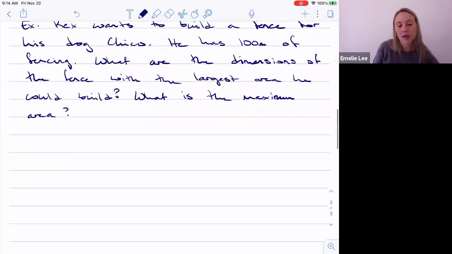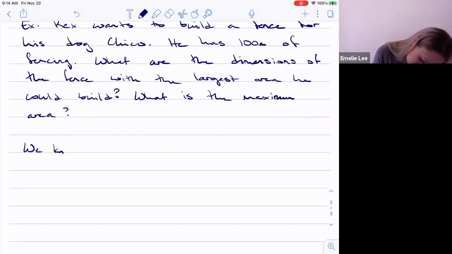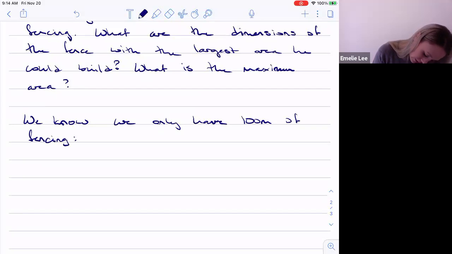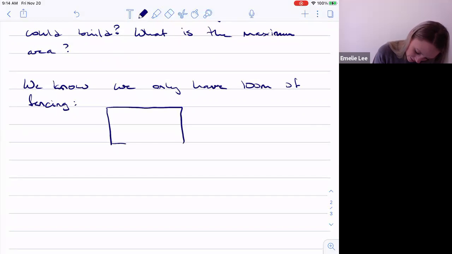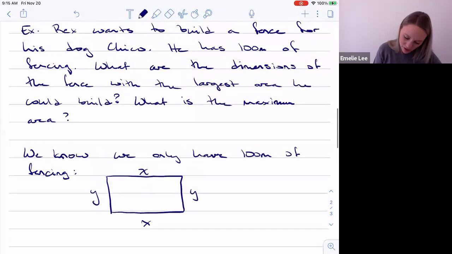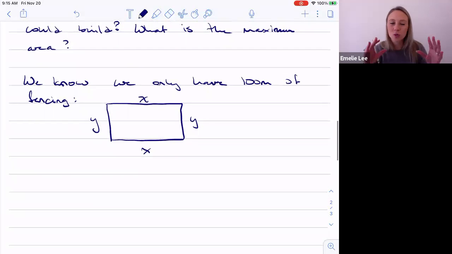So what we know, and you can kind of map it out, is we only have 100 meters of fencing. So if we have some sort of area here, the fencing is going to be the perimeter, right? And so if we let this be x and this be y, then this length must be x and this length must be y. Okay. I am assuming that I'm going to make some sort of rectangular shape. But we can assume that.